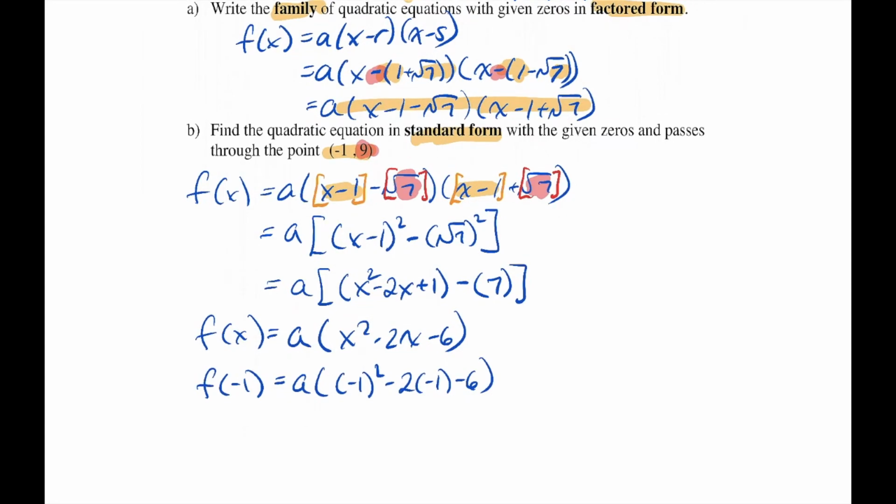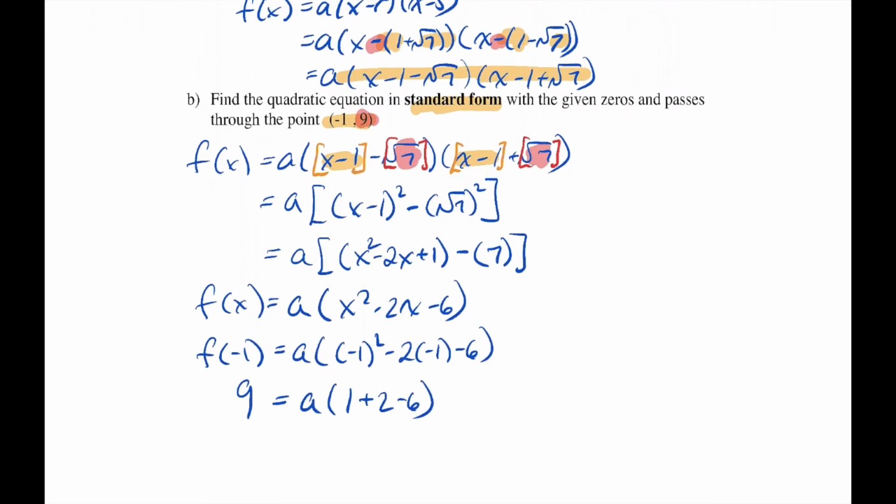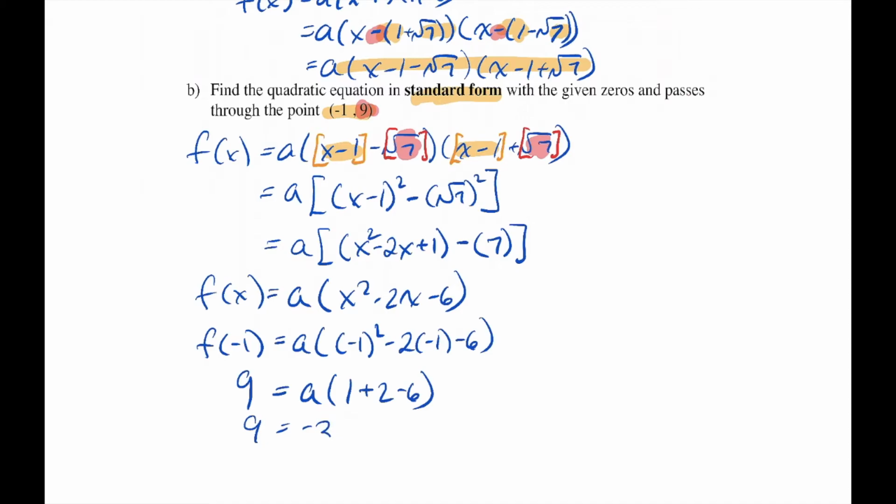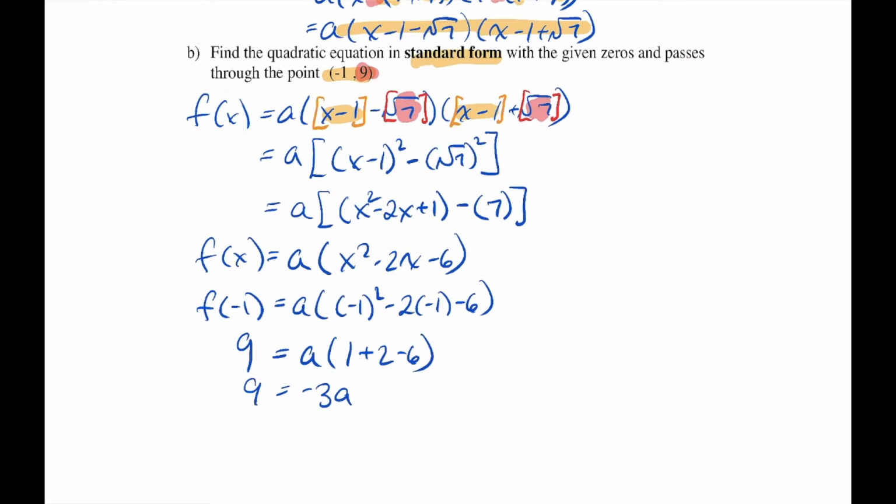So again, use our function notation. 9 is equal to, and I'm going to start simplifying inside the brackets, or evaluating. Negative 1 squared is going to be 1. Negative 2 times negative 1 is going to be positive 2, minus 6. And finally, here I can get negative 3a is equal to 9. Dividing both sides by negative 3, and I get a is equal to negative 3.